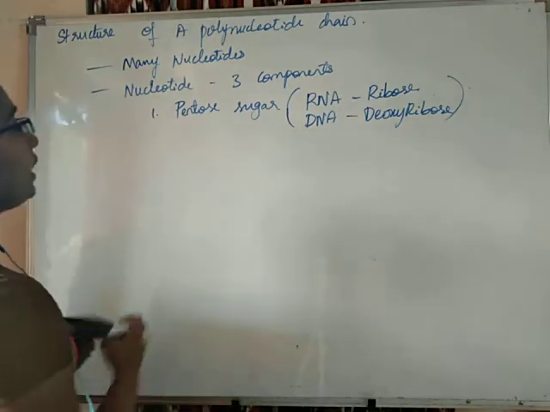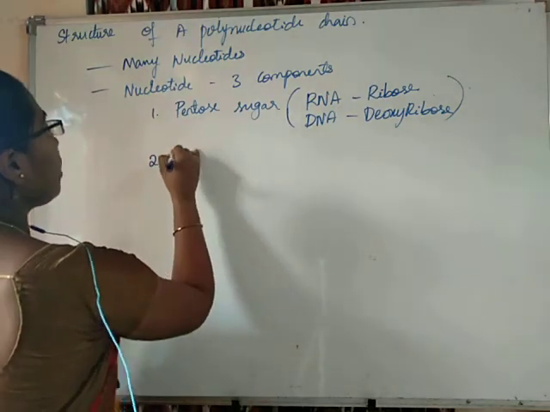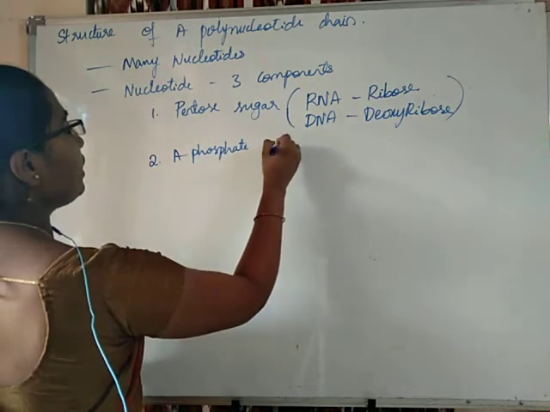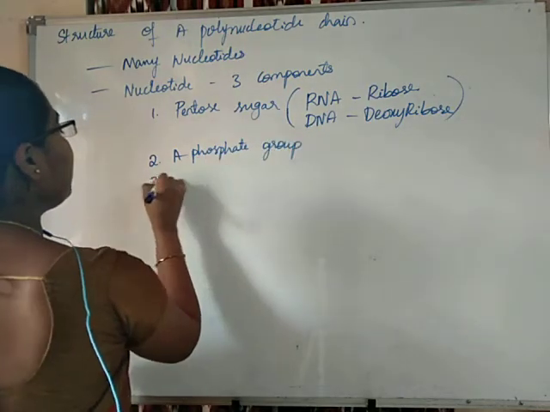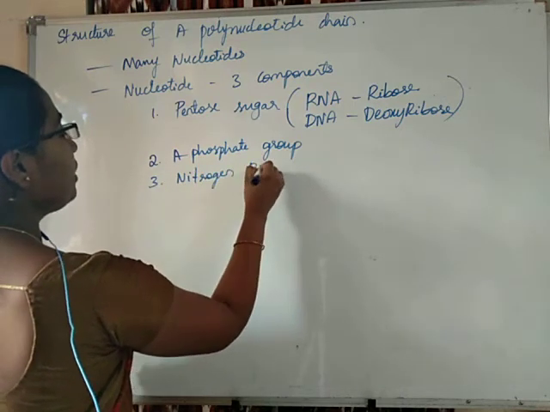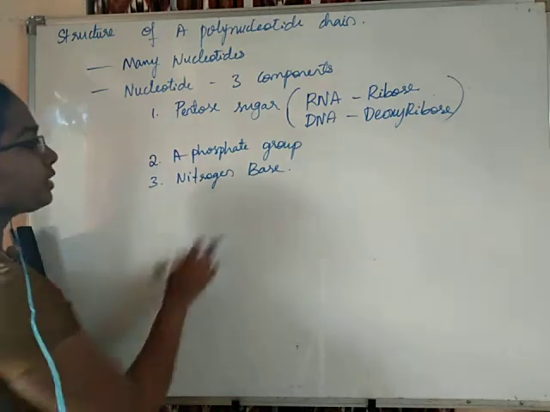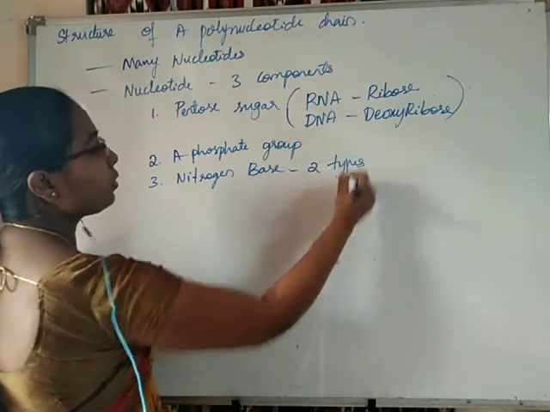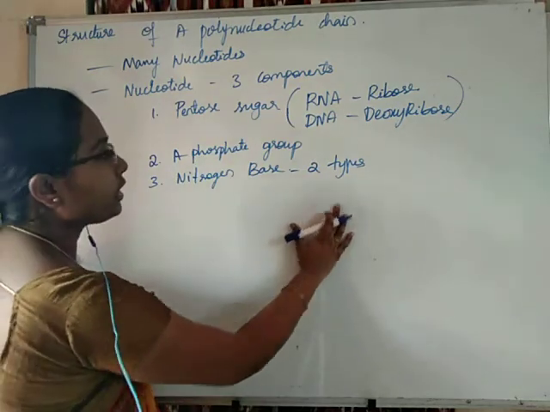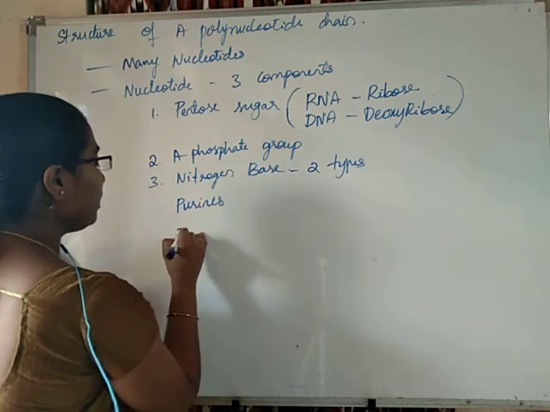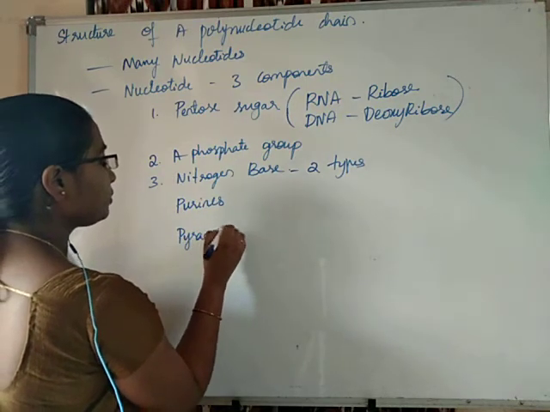Okay, and it consists of a phosphate group, and a nitrogen base. These nitrogen bases are of 2 different types, okay, they are purines and pyrimidines.